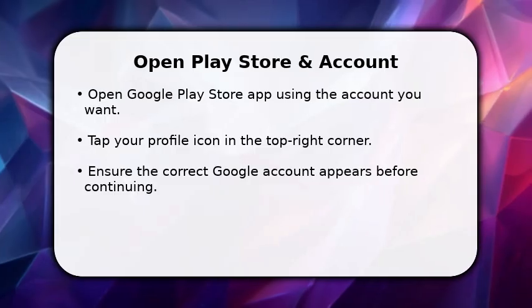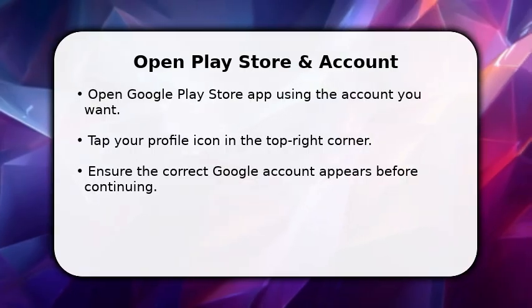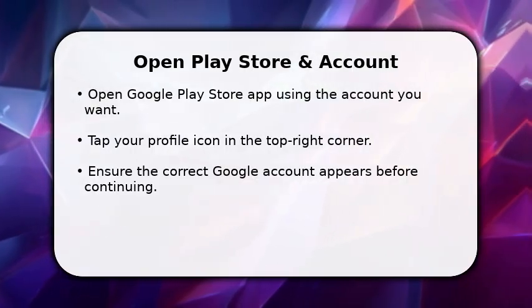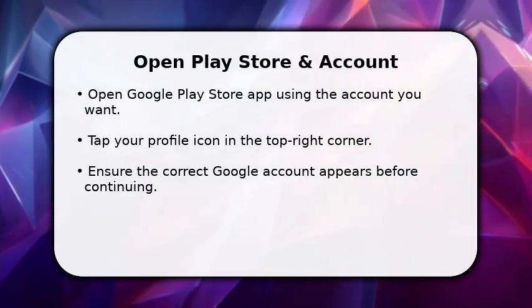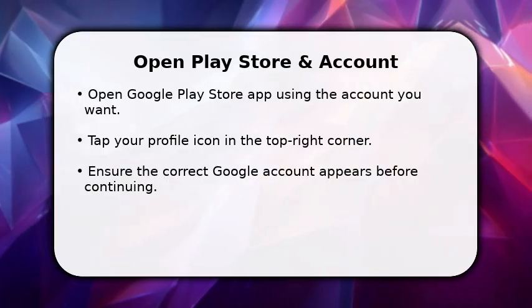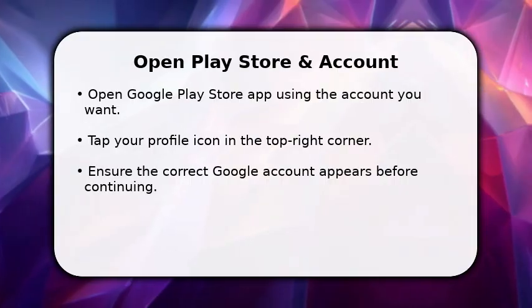You start now by opening the Google Play Store and confirming the account shown at the top. This determines which app history you'll see. Once done, tap your profile icon and glance at the email or avatar to make sure it's the right account. If it isn't, switch accounts immediately.